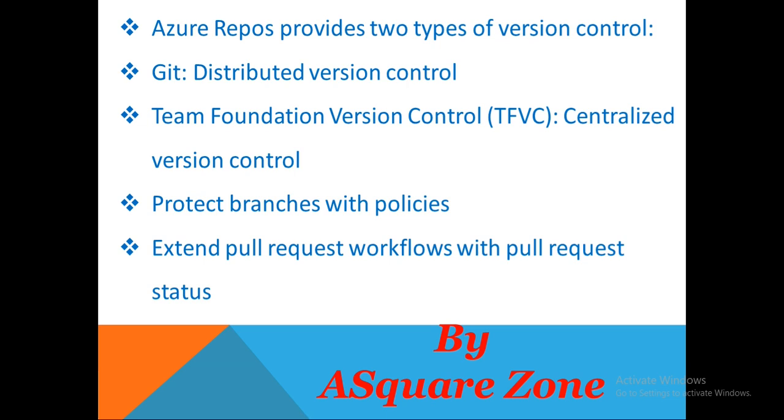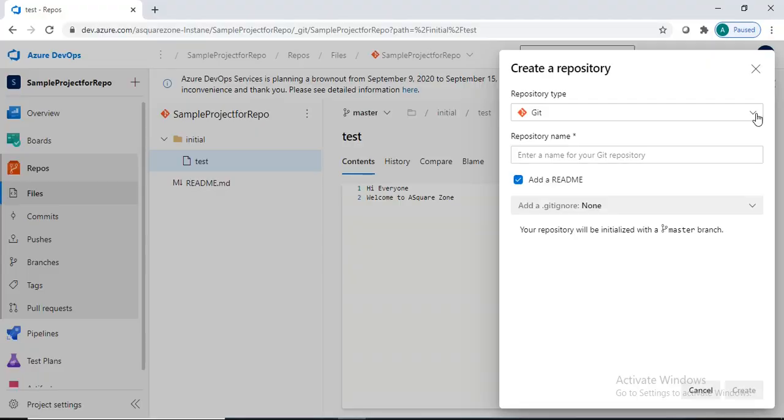So we have mainly two features here, and it protects branches with policies. I'm going to show you the features of these policies later on. And here it extends pull request workflows with pull request status. As we have these options here, I'm going to give Git as the repository type, and we have to provide the repository name.